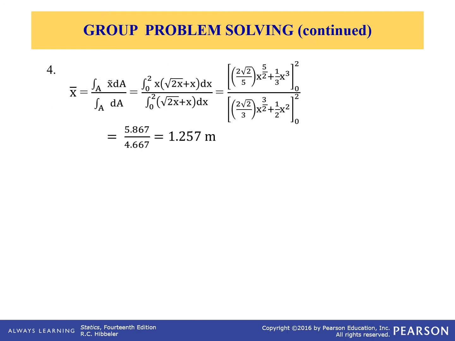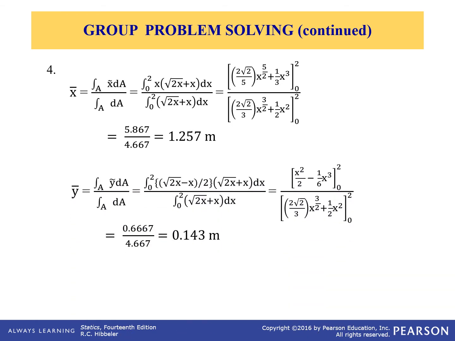So we do our integration, right? Our x bar is going to be the integral of x dA divided by dA, right? So we plug in what we already found for our x bar and for our dA values. You notice the limits go from 0 to 2 because we were sweeping that thing from 0 to 2. So we find the x bar term at 1.257 meters.